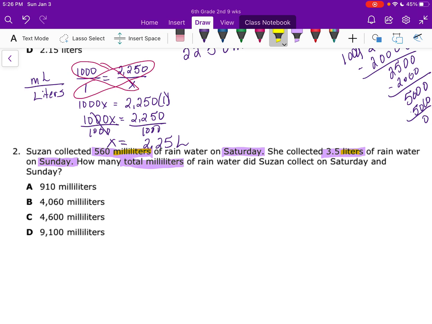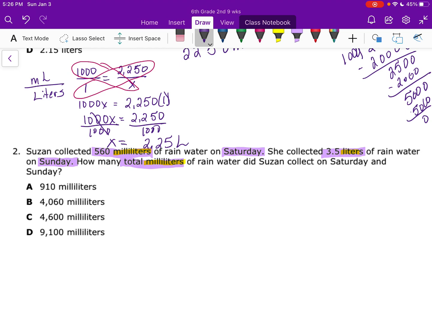Well, what does our question ask us for? Our question asks us for milliliters. So that means we need to change the liters to milliliters. Okay, so that's what we're going to do first, because we can't find the total until they're in the same unit, and they're not in the same unit, so we have to switch it.